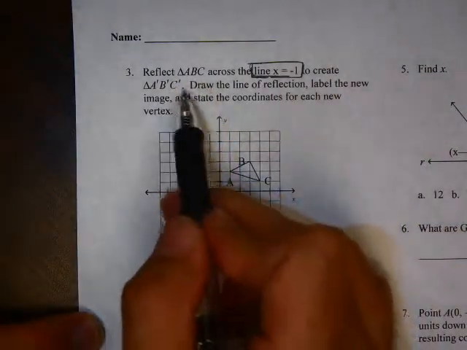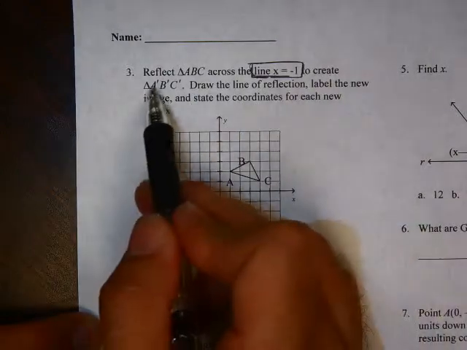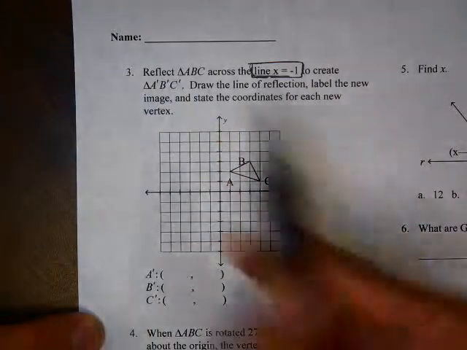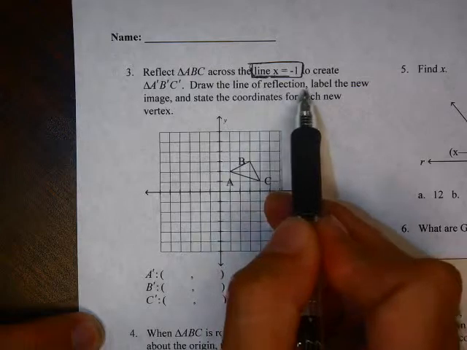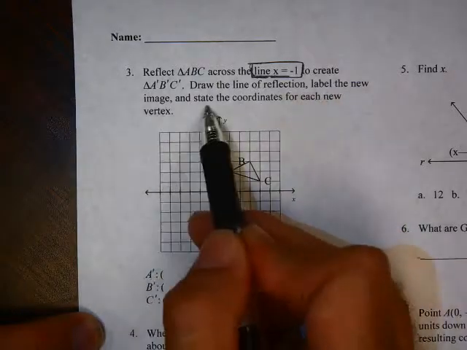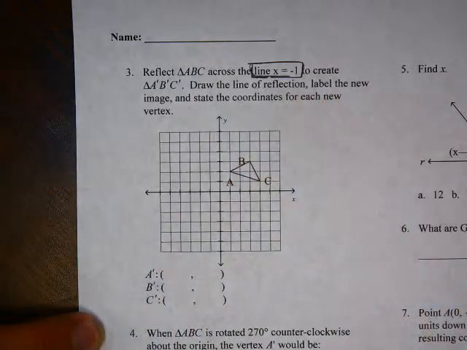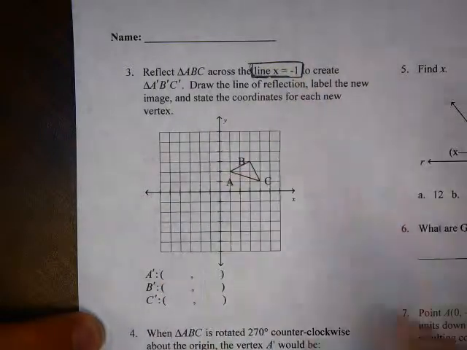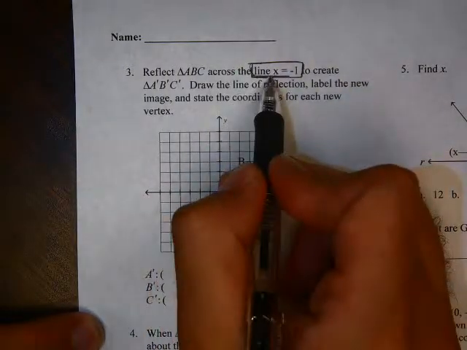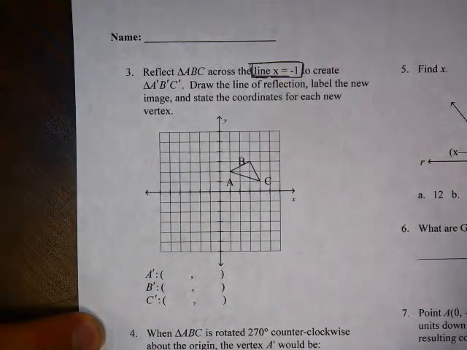It says the next line in the direction, it says to create triangle A prime, B prime, C prime, so we're labeling it. Draw the line of reflection, label the new image, and state the coordinates for each new vertex. So now before I do any reflecting, I have to graph that line x equals -1.